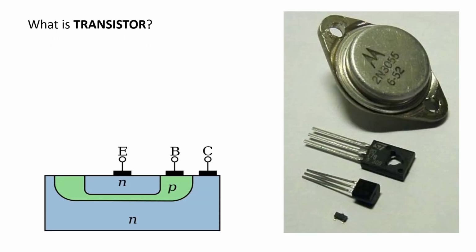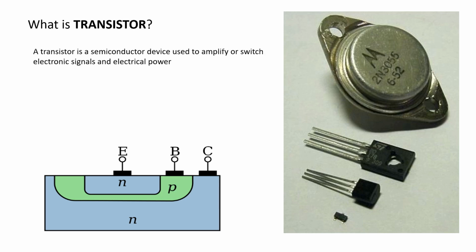Hi everyone, today we are going to watch what is a transistor and its uses. A transistor is a semiconductor device used to amplify or switch electronic signals and electrical power.